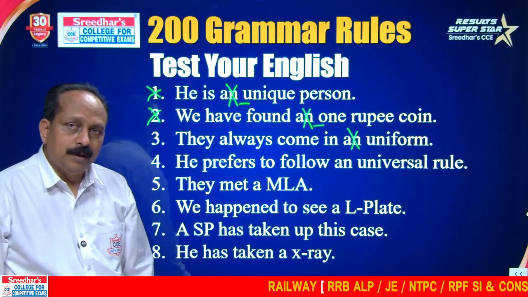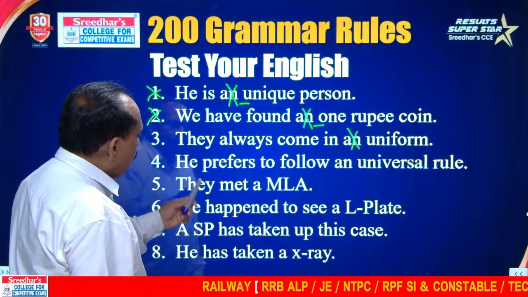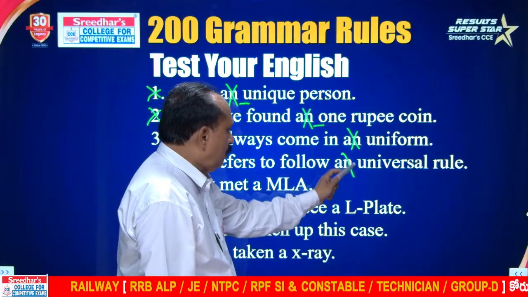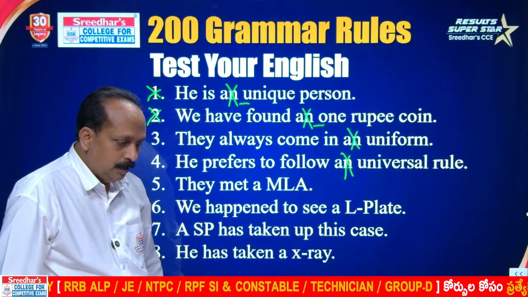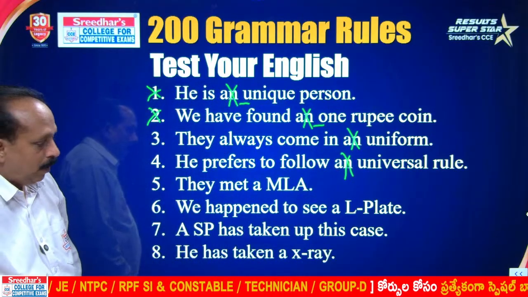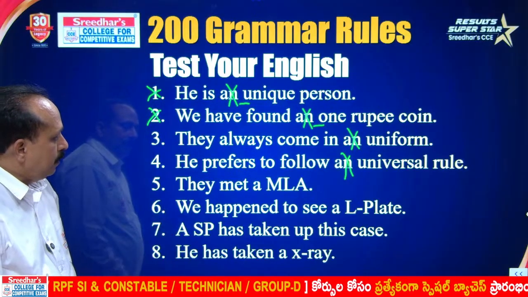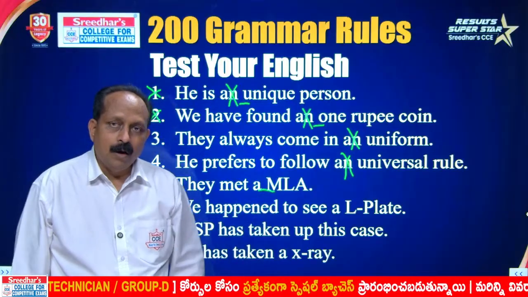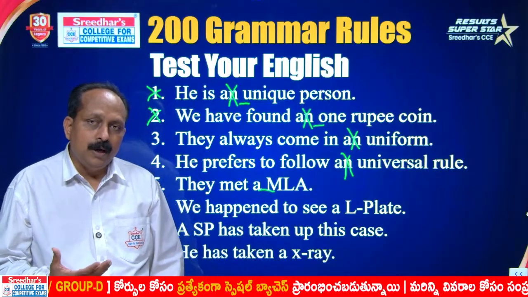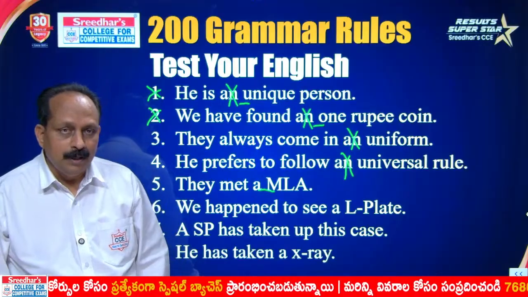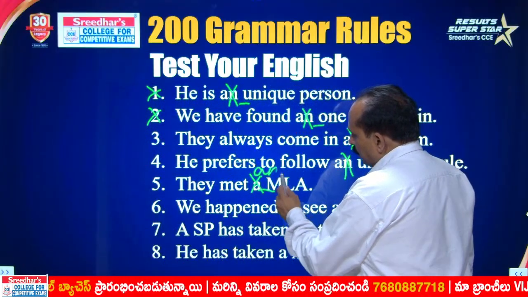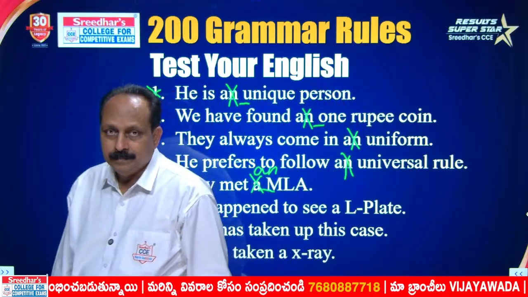Today the rules go with articles. He prefers to follow an universal rule. This also has the same ya sound, a universal rule. A 1 rupee coin. They met a MLA. What is the first letter here? Consonantal letter. But how do you pronounce that? M, E sound is there. Then we have to say an MLA, not a MLA.